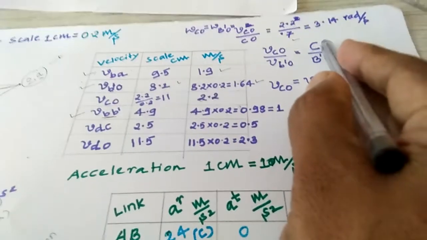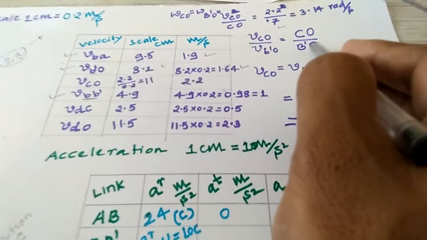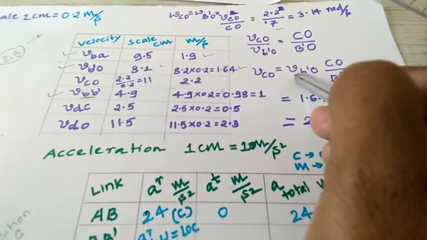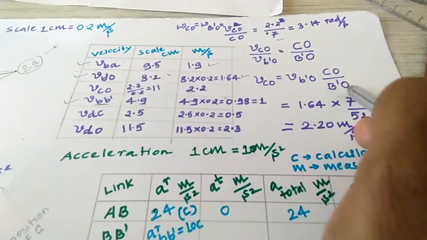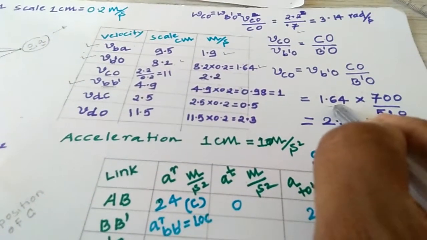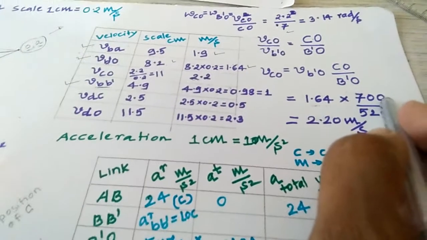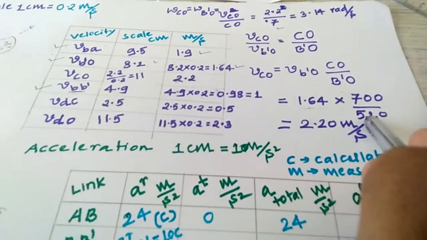This is a displacement diagram. You have to take this on the space diagram, that is CO and B dash O. Then CO over B dash O equals CO over B dash O. The B dash O you got from the velocity diagram is 1.64. CO is given as 700.